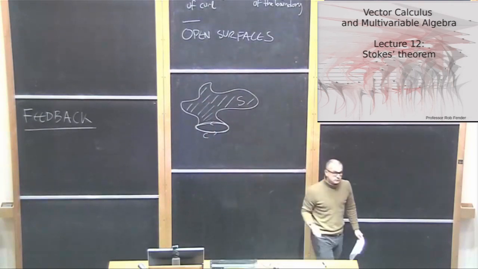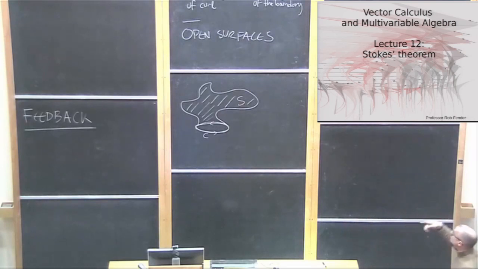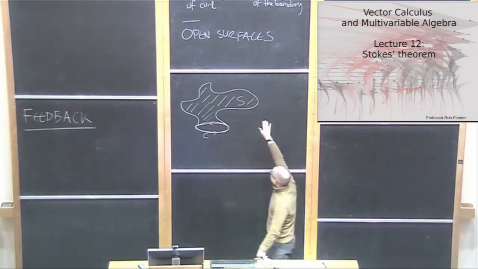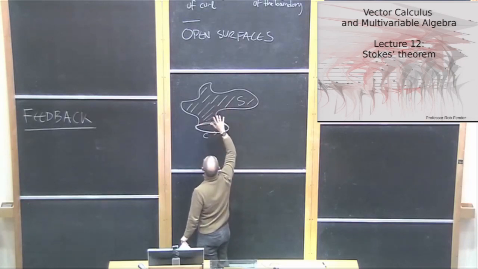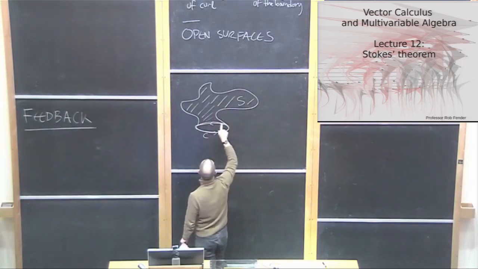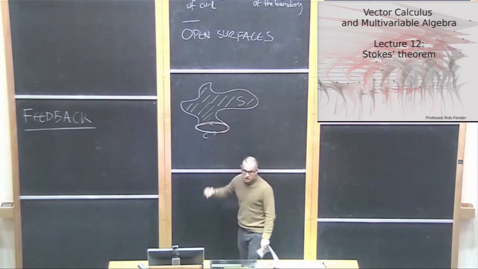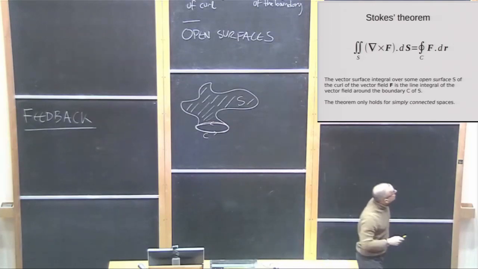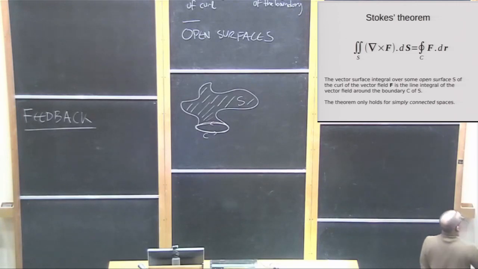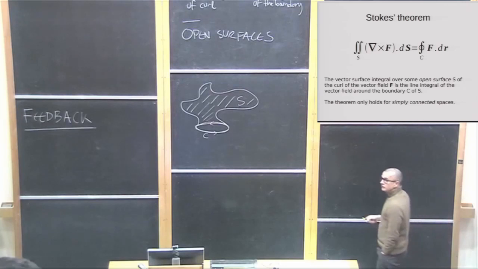Okay? So that's what we mean geometrically, when we're trying to visualize what Stokes' theorem means. It tells me that the vector surface integral of the curl of the vector field that this shape is embedded in, the vector surface integral over the whole surface, is equal to the line integral of that vector field around its boundary. So hopefully, it says the same thing. Yes, it does. And something we'll come back to in about half an hour is the fact that Stokes' theorem only works for what is known as simply connected spaces.